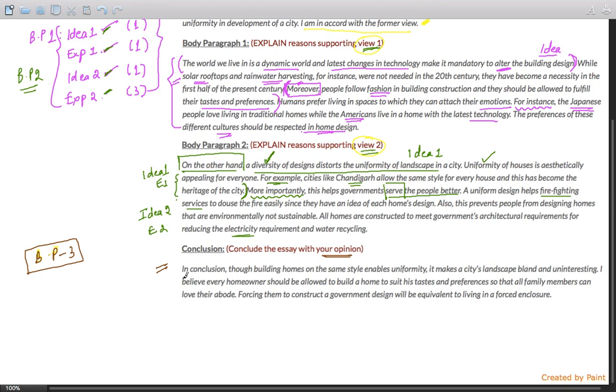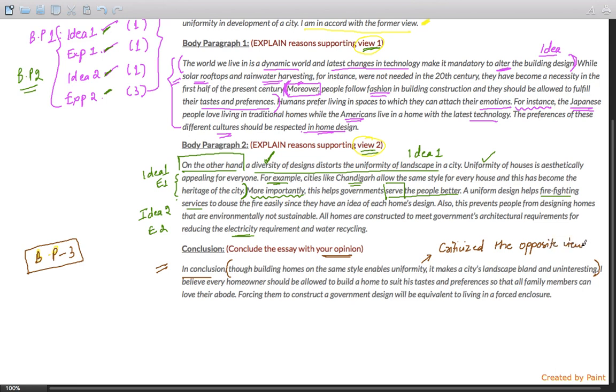So in conclusion, though building homes in the same style enables uniformity, it makes the city's landscape bland and uninteresting. So what exactly have we done in this sentence? In this part of the sentence, you have criticized the opposite opinion, the opposite side, the opposite view.